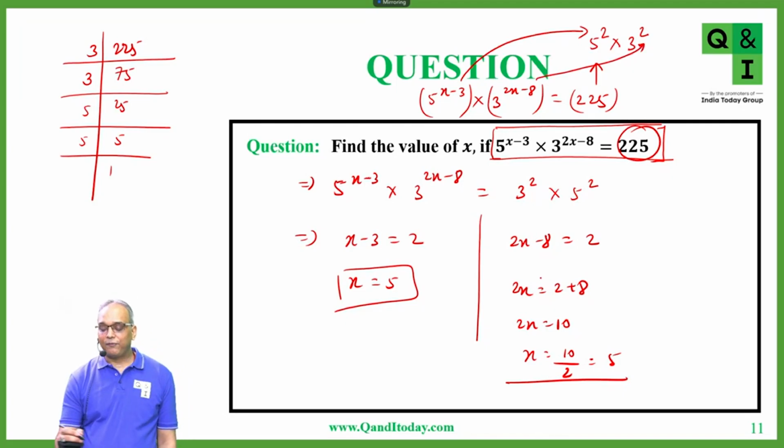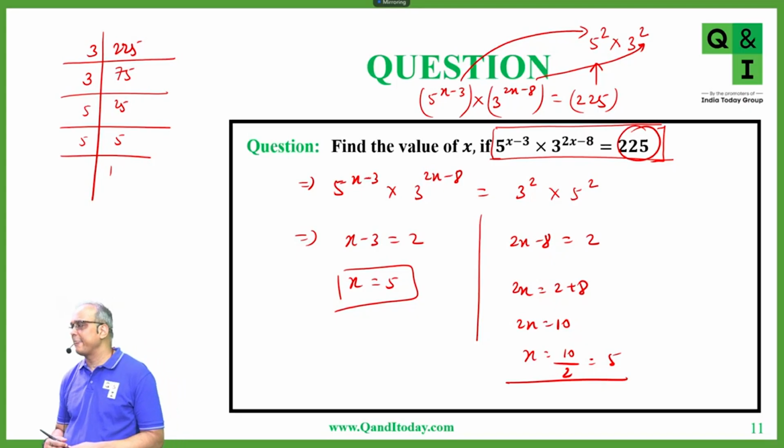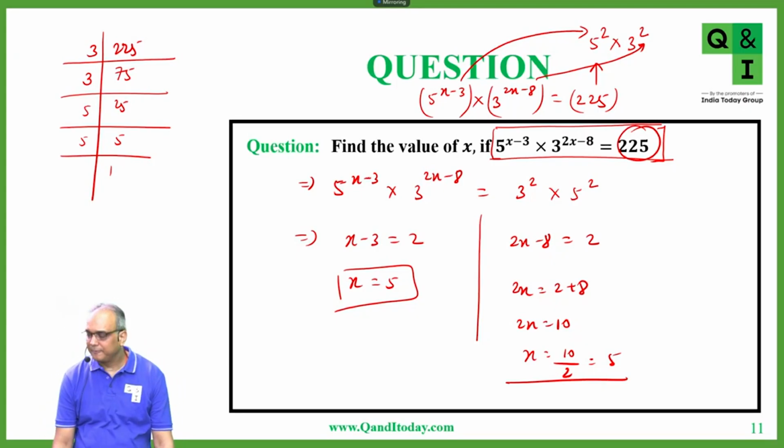So power of 5, if you compare x minus 3, will equate it to 2 because it has to be same. Similarly, power of 3 on the LHS and RHS needs to be same. So 2x minus 8, you will equate it with 2. And when you solve this, you will get the value of x which satisfies this equation. And you will find that that value of x is 5. So 5 is the answer here. Is it clear to you?